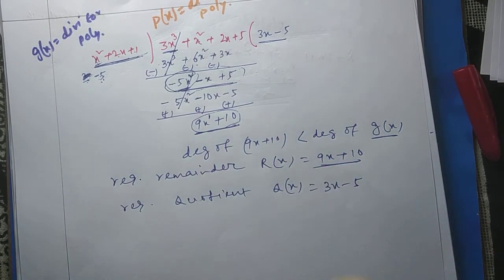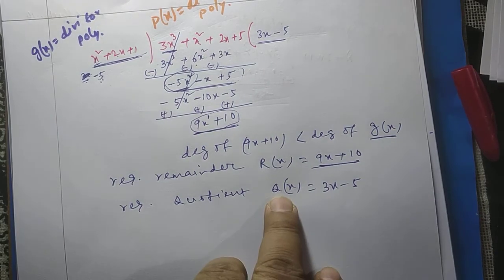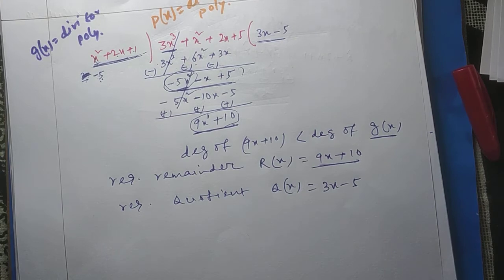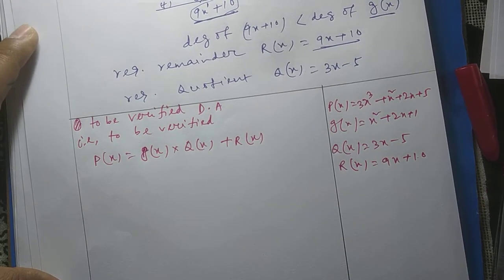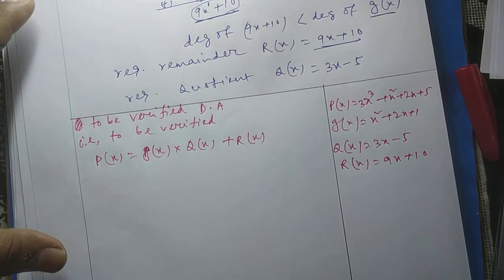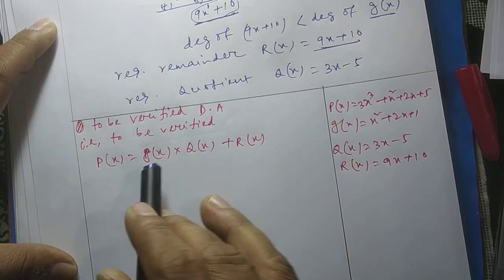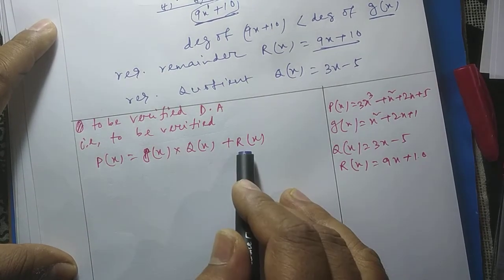Understood? So my first target has been finished. My first part has been finished. Already you have got the quotient and remainder. Understood or not? In the second part, we have to verify the division algorithm. That means to be verified here: p(x) equals g(x) into q(x) plus r(x).